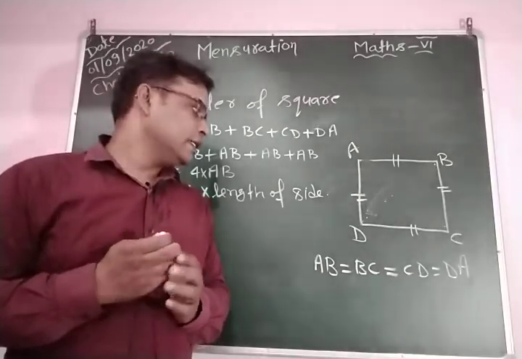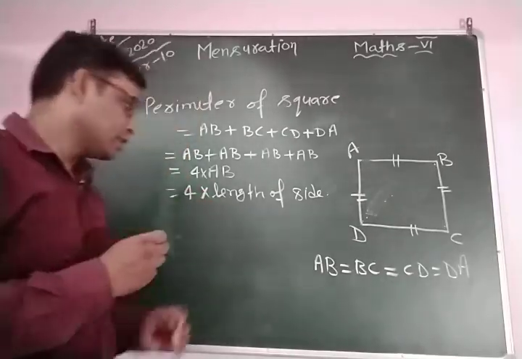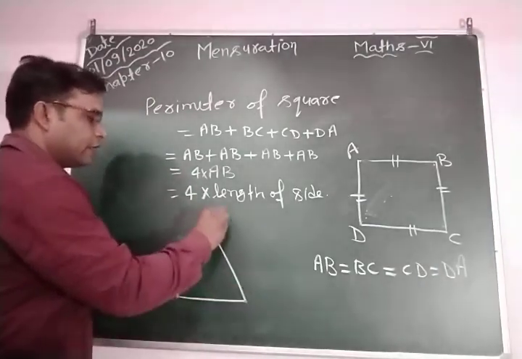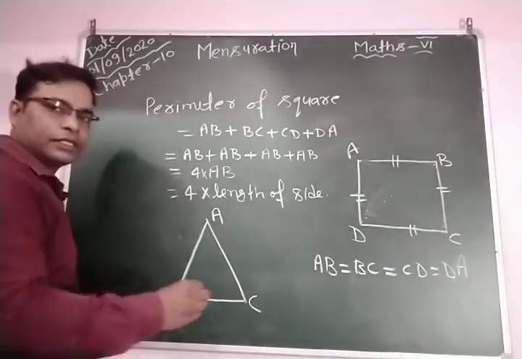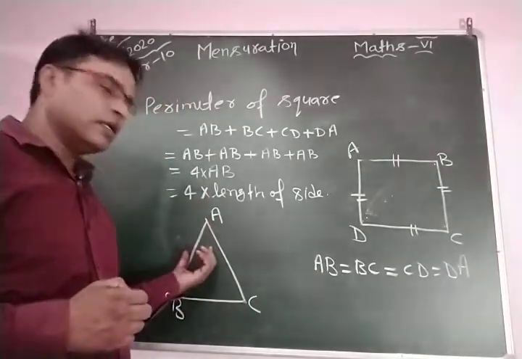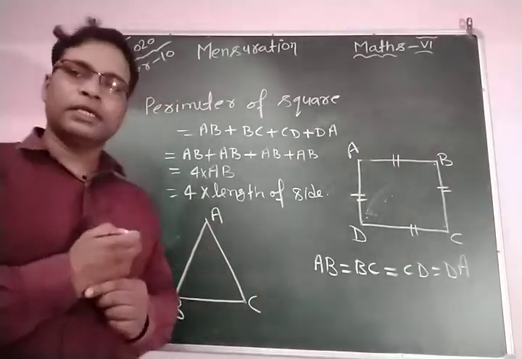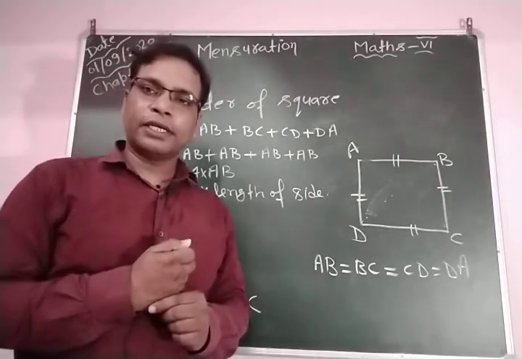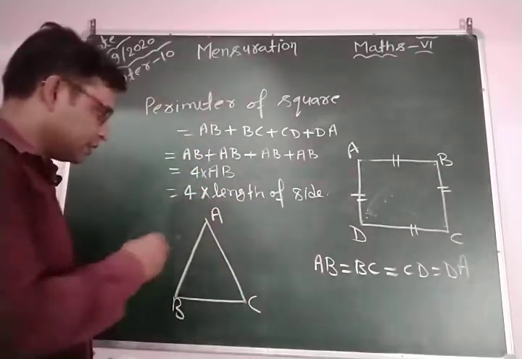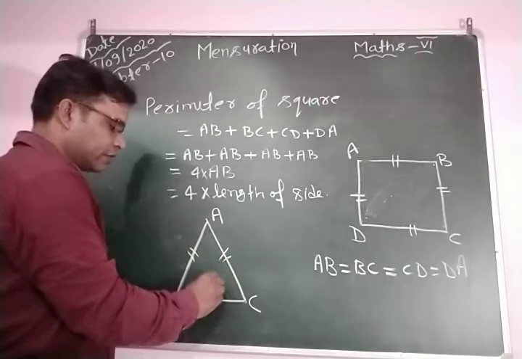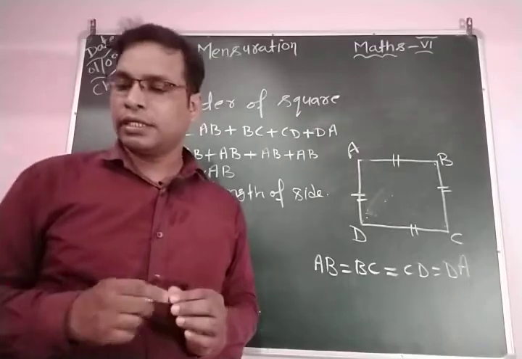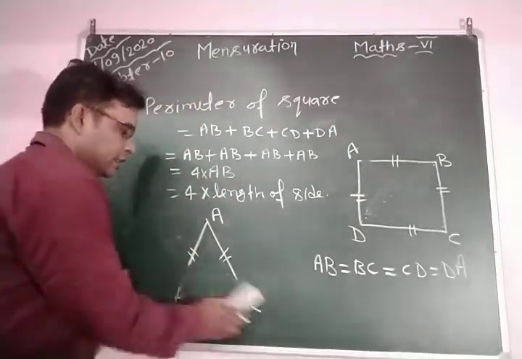And in the case of a triangle, suppose ABC is a triangle, and we don't know the lengths of its sides. So how do we find the perimeter of this triangle? Simply, it is the sum of the lengths of all sides. See here, three sides: AB, BC and CA. So the perimeter of a triangle is the sum of its sides. Perimeter of a triangle you can write here.